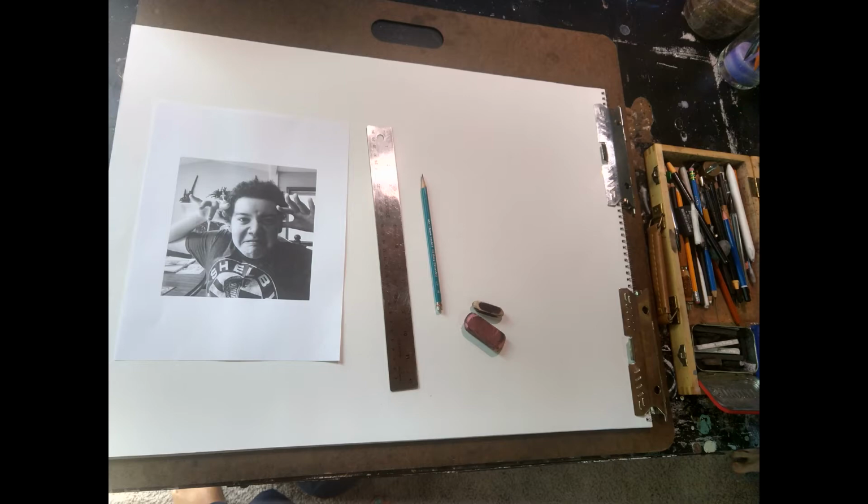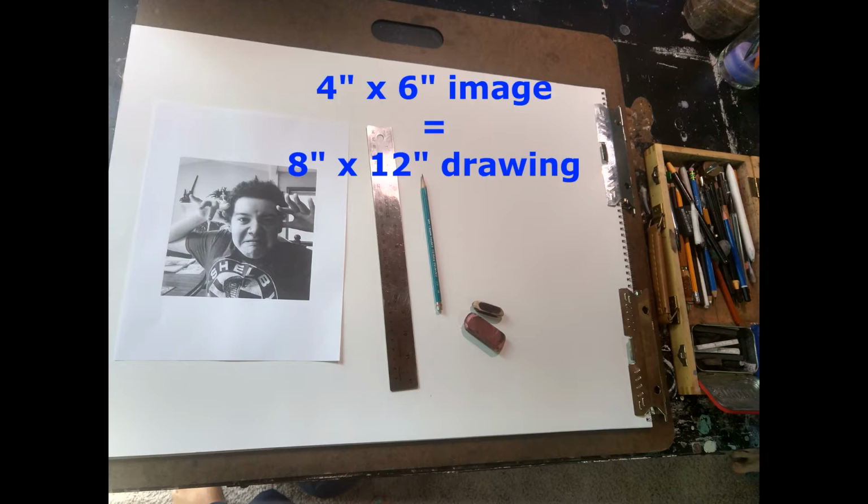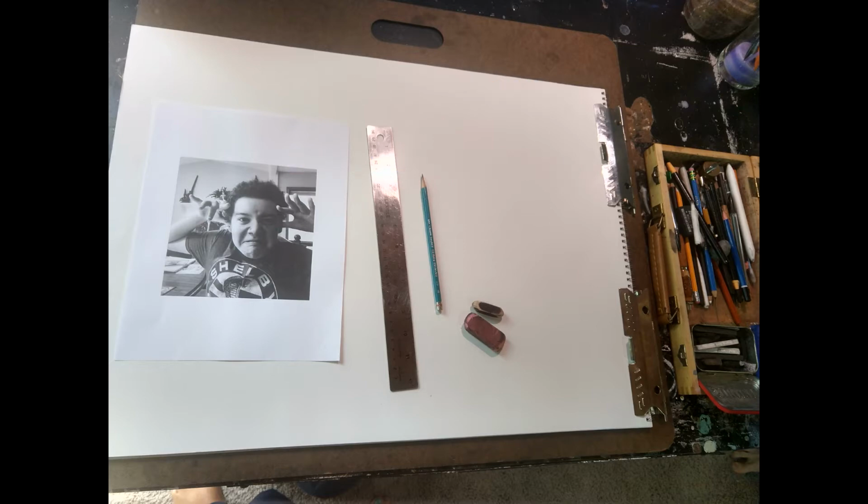Basically, however you enlarge the width, you want to do the same to the height so that it's in the same proportion. So that if you use a 4 by 6-inch image, you could then draw an 8 by 12-inch drawing. And there's another video that I have on some of the grid measurements. But you can see I have my drawing paper and my printout, and I also have an H pencil to use for the grid so that it's very light and will erase.